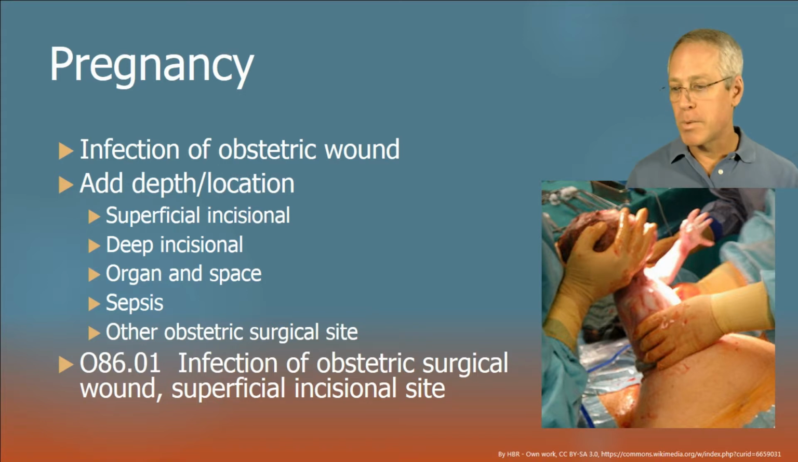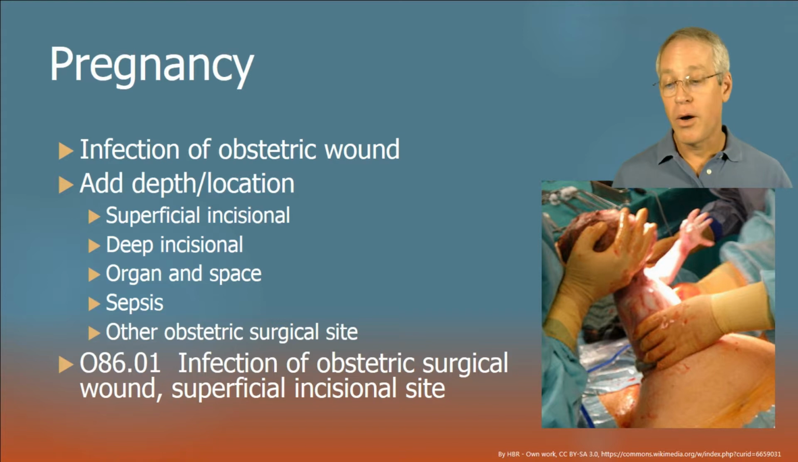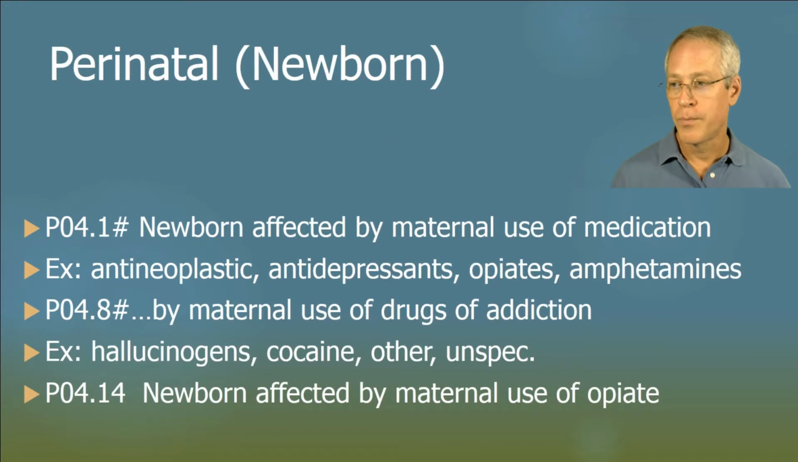There is an example, O86.01, which would be, I think, the most common. You'd see a superficial infection of the obstetrical surgical wound. Also take care to note, this is not just C-section incisions, also for an episiotomy repair. That is an obstetric incision, and if infected, it can affect all of these, up to and including an organ, for example, like a deep, more like a space, like an ischiorectal abscess, or even sepsis. So if you're an astute coder, you'll remember that all of those are mom codes.